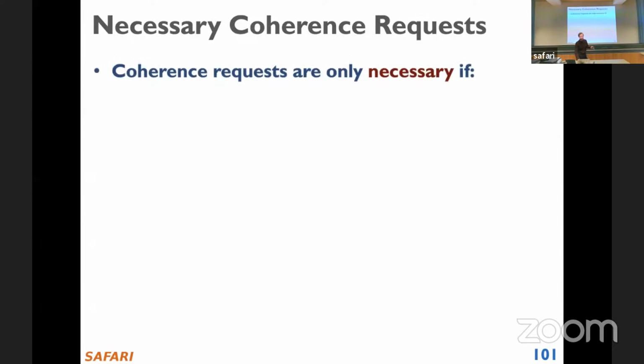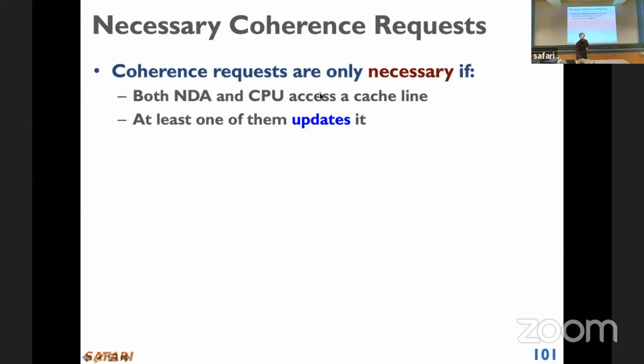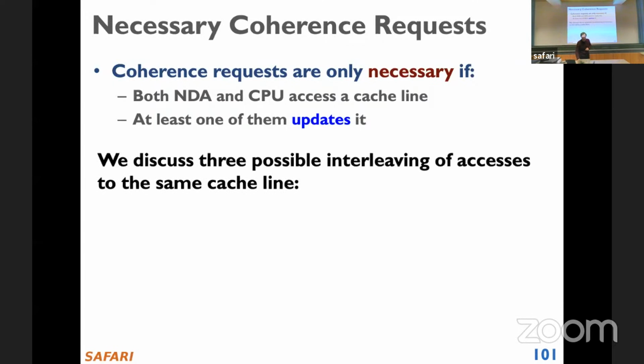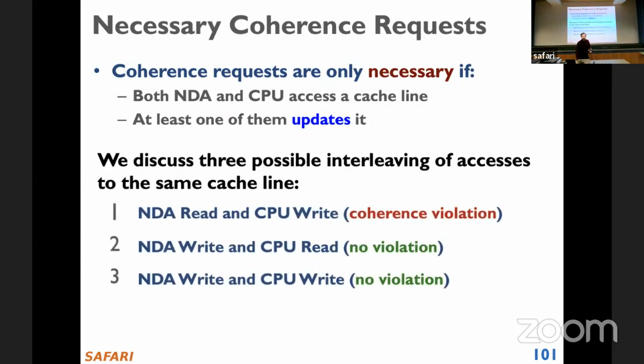Basically, coherence requests are only necessary if both the NDA and CPU access a cache line, and at least one of them updates it. So if both of them read, no problem, right? The problem happens with updates, clearly. There are three cases. If NDA reads and CPU writes, there's a coherence violation, clearly. If NDA writes and CPU reads, there's no violation. If NDA writes and CPU writes, there's no violation, because these can be reordered across them.